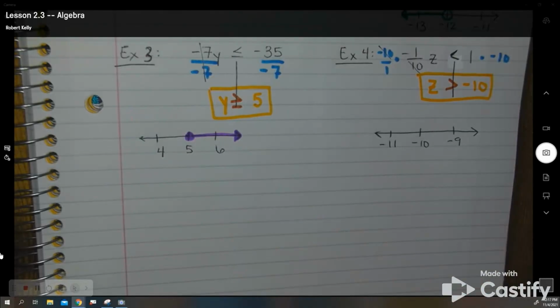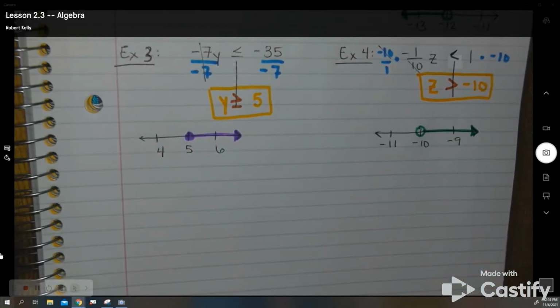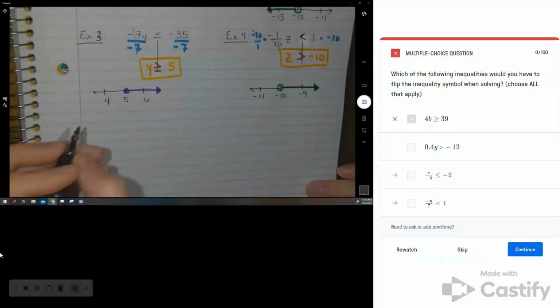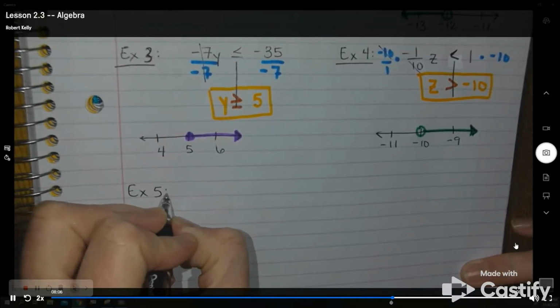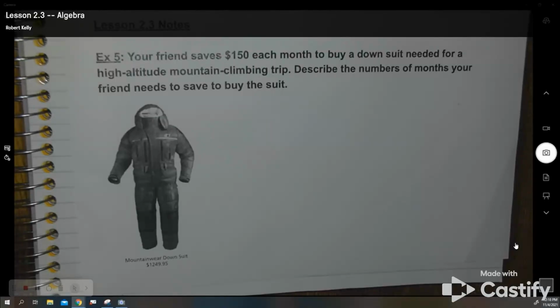All right, so open circle at -10 and everything above it. And sometimes we have word problems that we can solve using inequalities that have multiplication or division. So let's take a look here. Your friend saves $150 each month to buy a down suit needed for high altitude mountain climbing trip. Describe the number of months your friend needs to save to buy the suit.